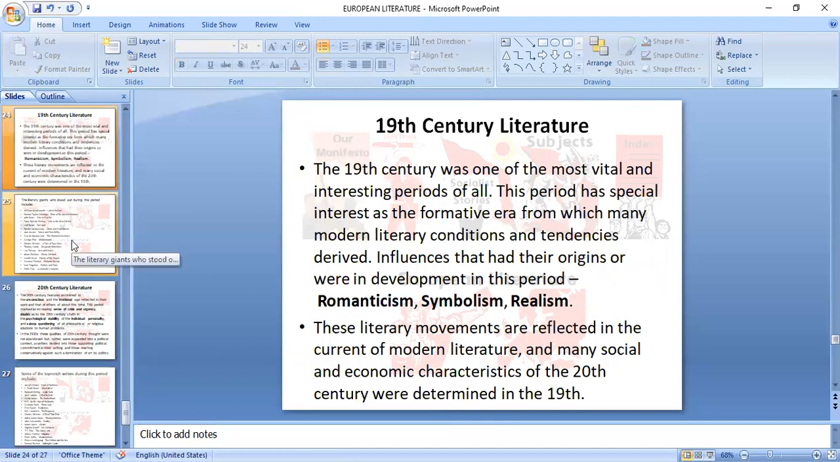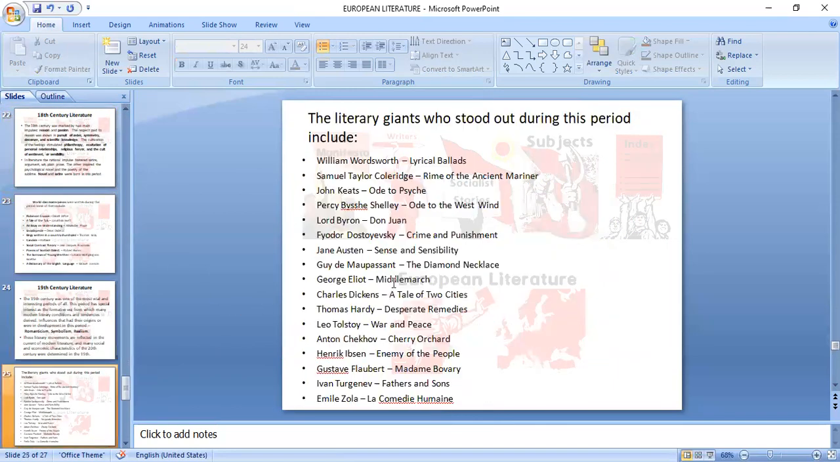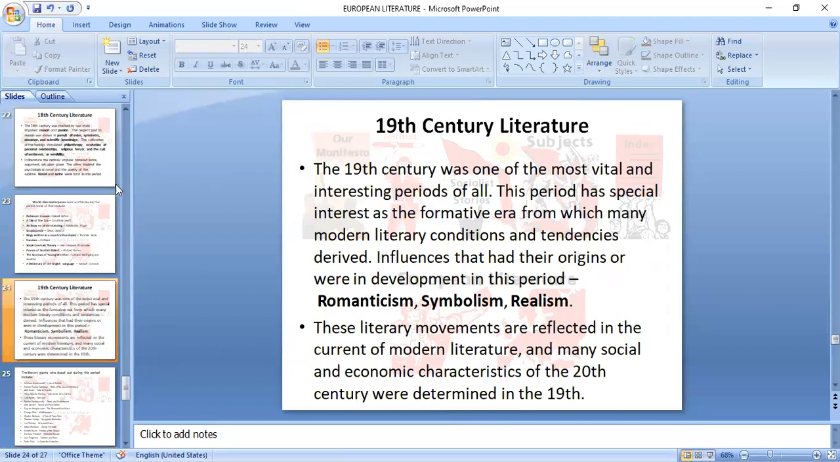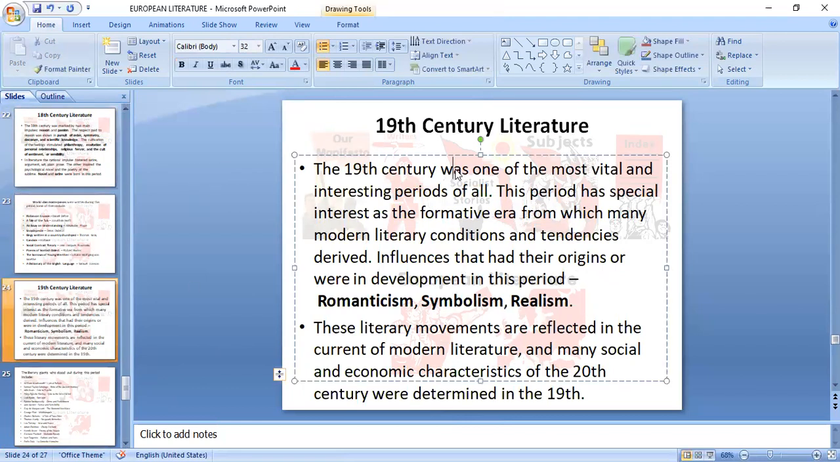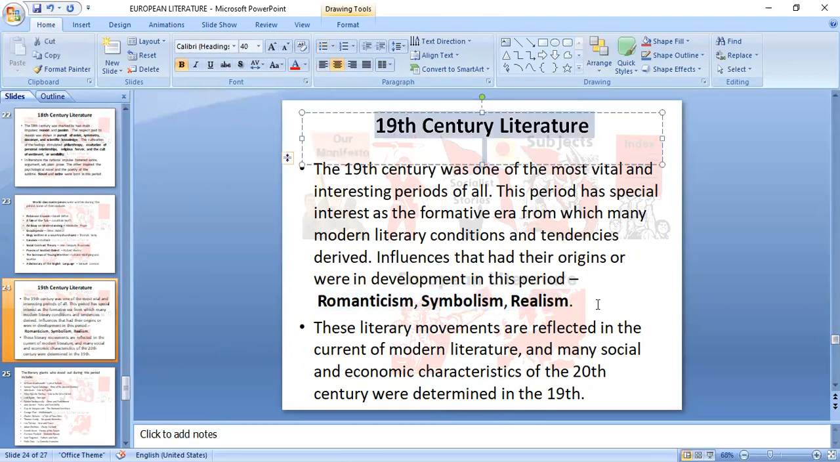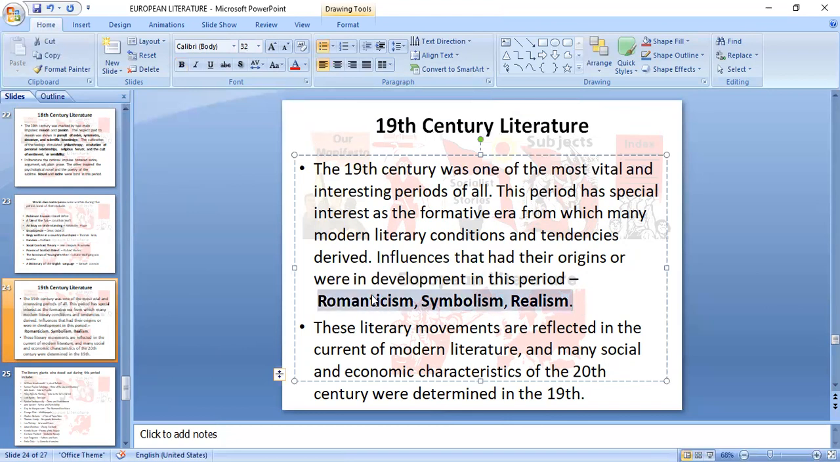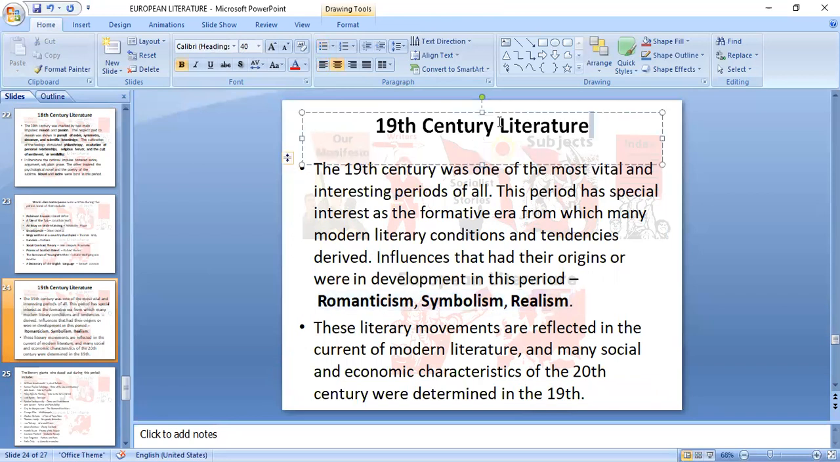And the last one. Oh, it's not the last yet. We have four more. The 19th century. In the 19th century, it is about the period of romanticism, symbolism, and realism. Again, the 19th century is about romanticism, symbolism, and realism. These literary movements can be seen in the 19th century.